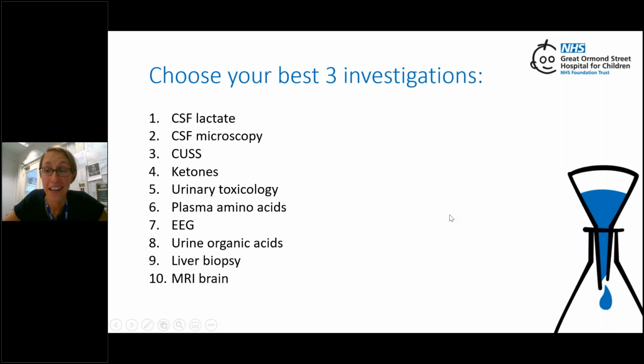And I would really like to know what you would think are the best 3 investigations that you would choose initially from this list. I'll give you a little bit of time while I read out the different choices, and maybe note down what you would say, and then we can go through them later. So what would be useful in this case? Would it be a CSF lactate, a CSF microscopy, a cranial ultrasound, ketones, a urinary toxicology, plasma amino acids, EEG, urine organic acids, liver biopsy, or an MRI brain?